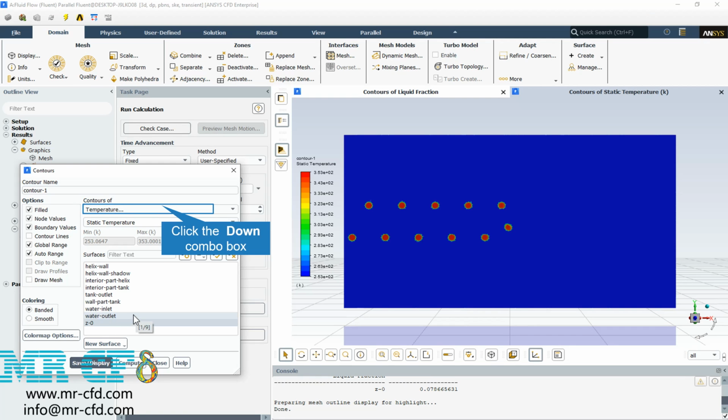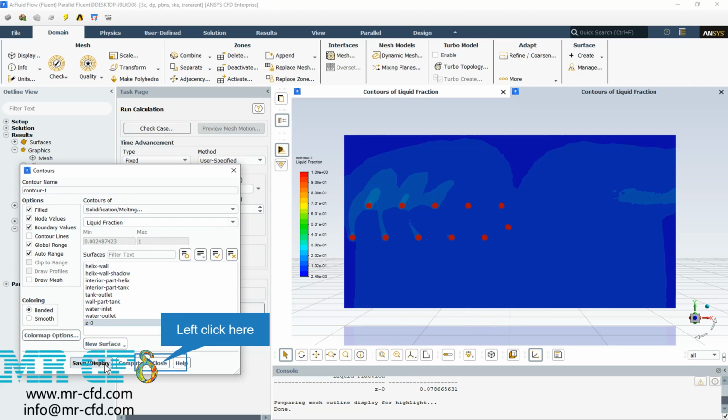After some iterations, for example about 1 minute of simulation, we can check all the two-dimensional contours in the z equal to zero plane. This is the temperature contour, and as is obvious, we can see that the water temperature in the pipe is equal to 353 degrees Kelvin, as we mentioned before, and also the temperature of the gasoline is still equal to 253 degrees Kelvin. This is about 1 minute after the simulation is started.